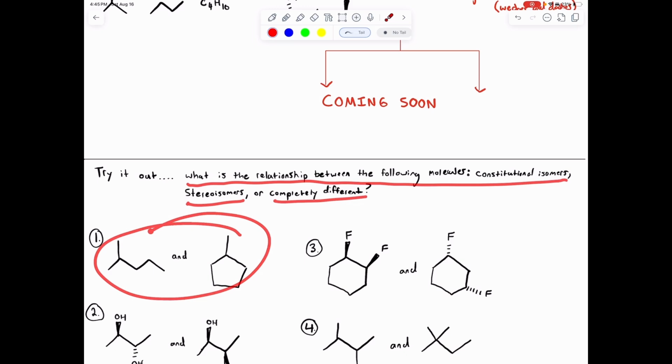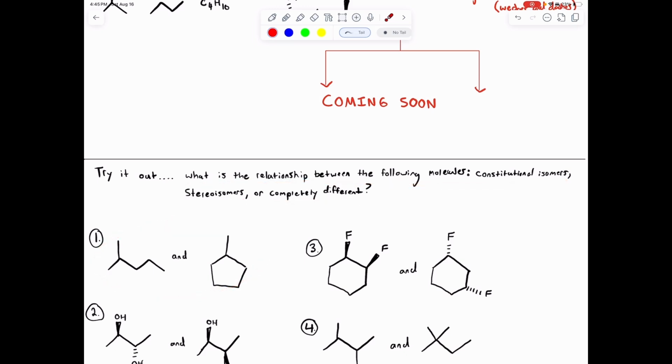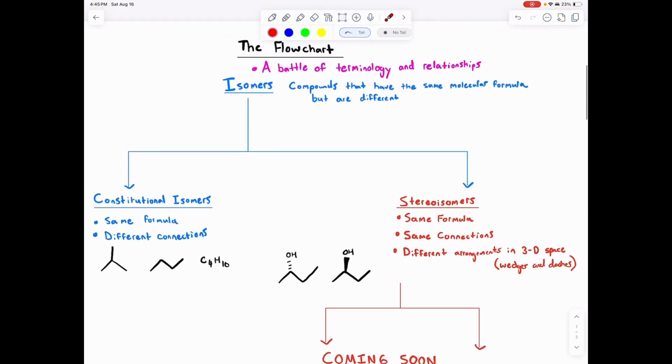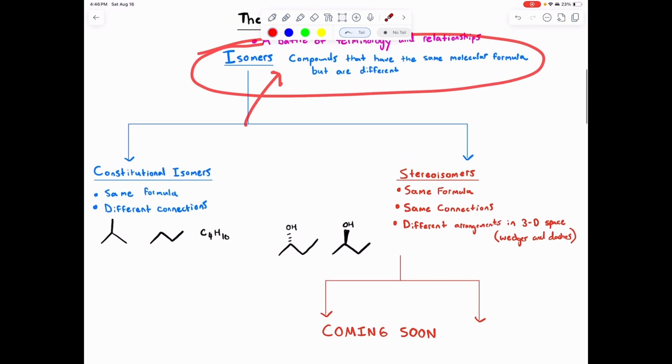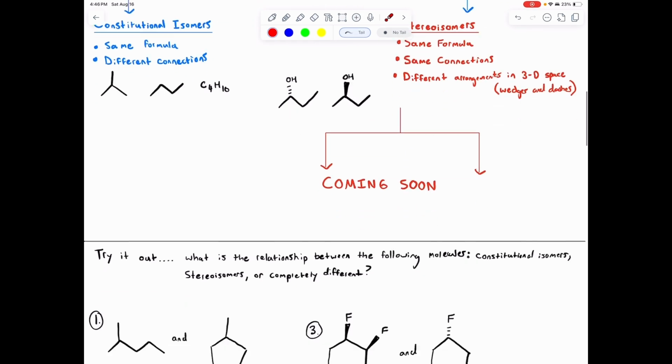Because I want you to see what's going on. The flowchart is designed for you to ask questions. So first off, if you are trying to figure out relationships, you're going to ask, do I have isomers? So these are compounds that have the same molecular formula, but are different.